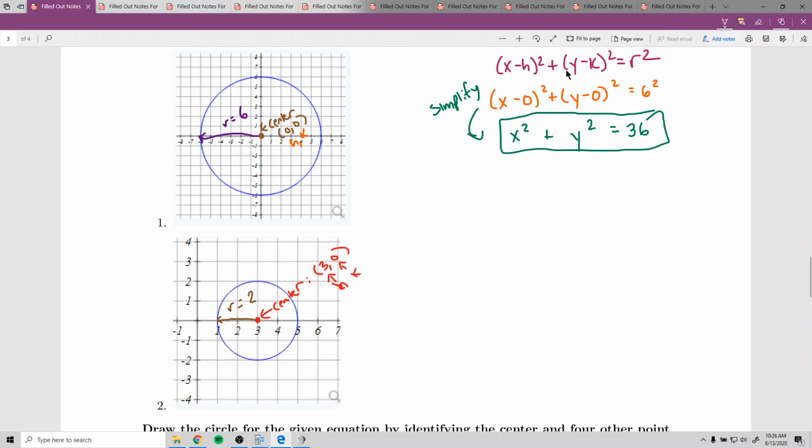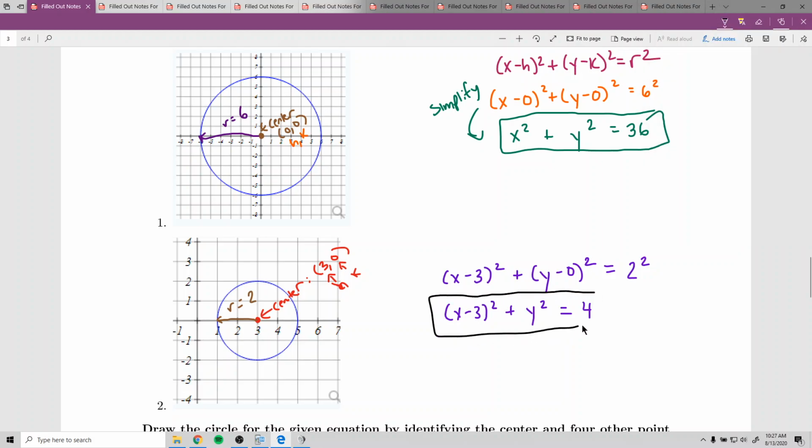All right, since I have the formula written right there, I'm not going to rewrite it. But we have x minus h, which is 3, squared, plus y minus k, which is 0, squared equals r squared. Once again, simplify. You might simplify as you plug it in the first time. x minus 3 is simplified. y minus 0 is just y. That's y squared equals 2 squared, which is 4. And this is the standard form of our circle.